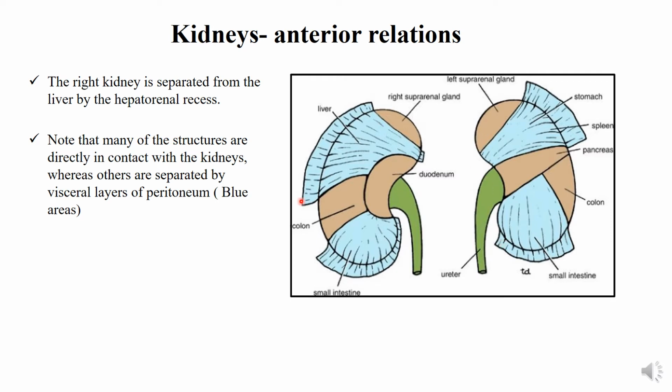It's worth mentioning that structures that are directly in contact with the kidney, like the duodenum, the colon, and the pancreas, are not separated from the kidney by any layer. So they are directly related to the kidney. While there are some organs or structures separated from the kidney by the visceral layer of the peritoneum, which is marked as the blue areas here.